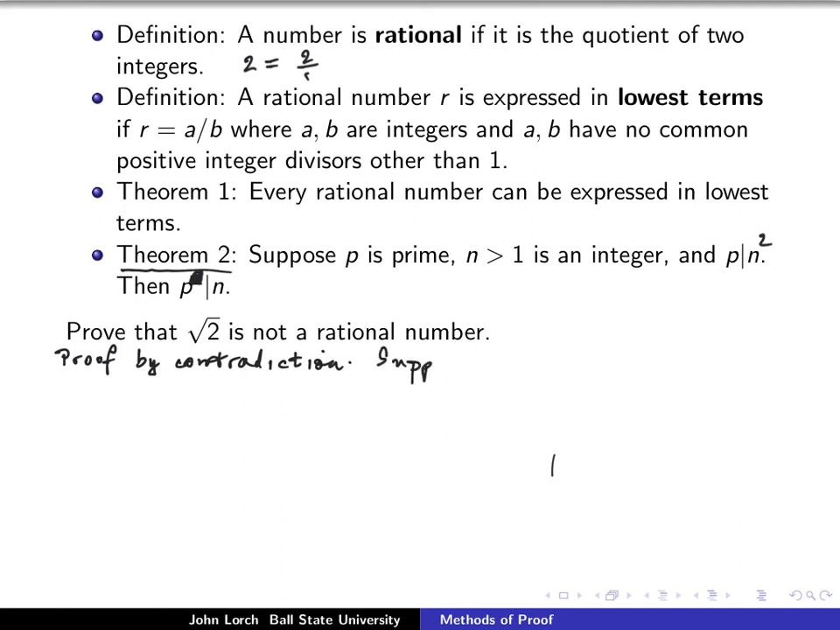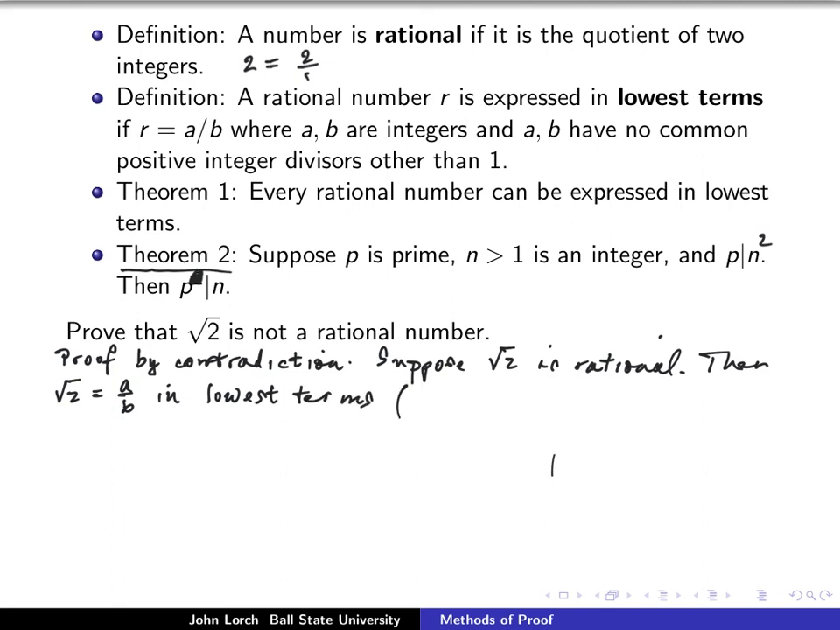Remember, proof by contradiction means you suppose that the opposite is true. Suppose root 2 is rational. We want to come up with some kind of contradiction, some sort of absurdity. So if it's rational, then we can write root 2 as a over b in lowest terms. Here it wouldn't hurt to refer to theorem 1, so we're using theorem 1 there.